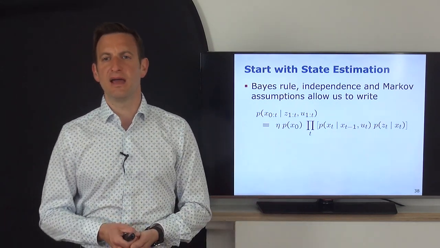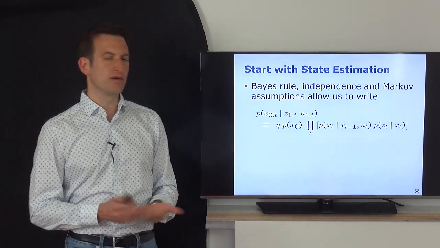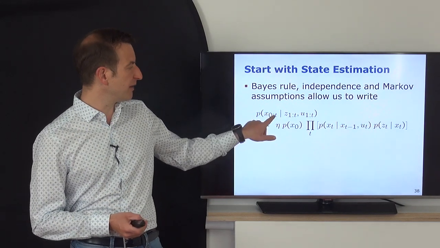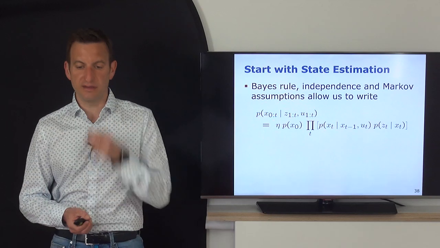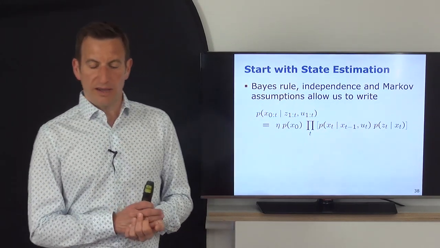Actually similar to the derivation for the Bayes filter. The only difference is that in the derivation of the Bayes filter I was only interested in xt and not 0 to t, so this is actually even easier. Okay, so we have that.